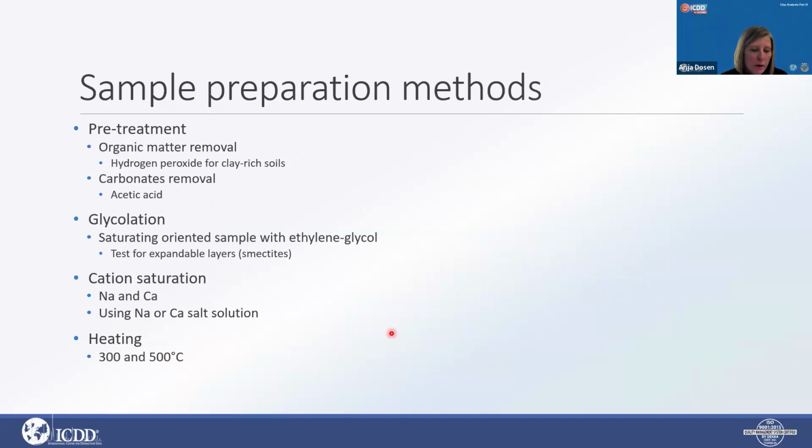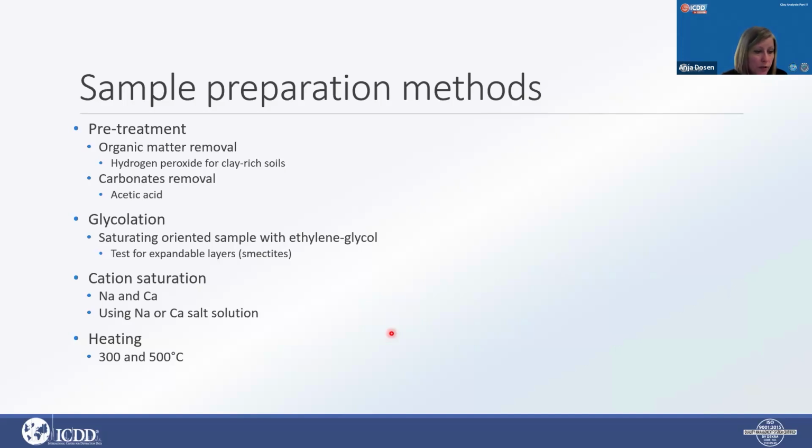Now that we have created our slides, our oriented samples, what are some things that we can do? We can saturate these samples with ethylene glycol or some other polar organic molecule that will help us test if there are some expandable clay layers present. And we'll see a shift in the basal peak, which I'm going to show later, if there are.